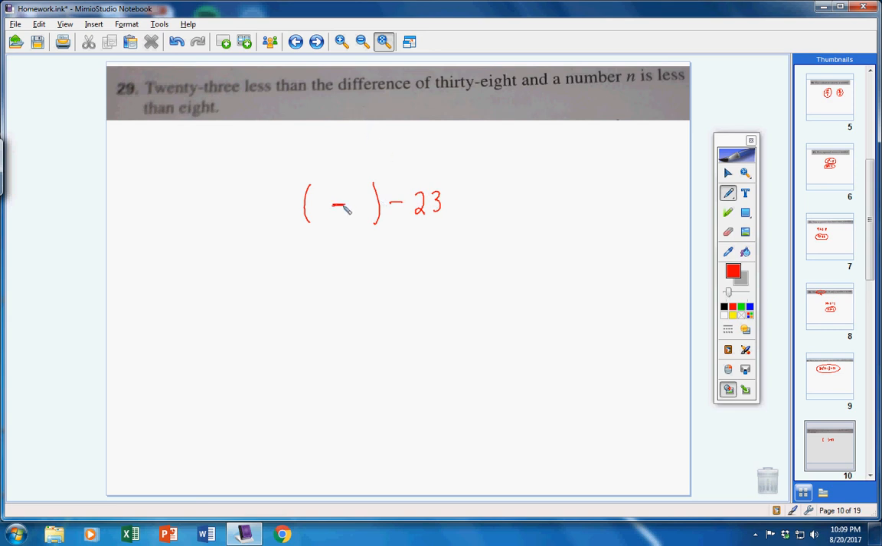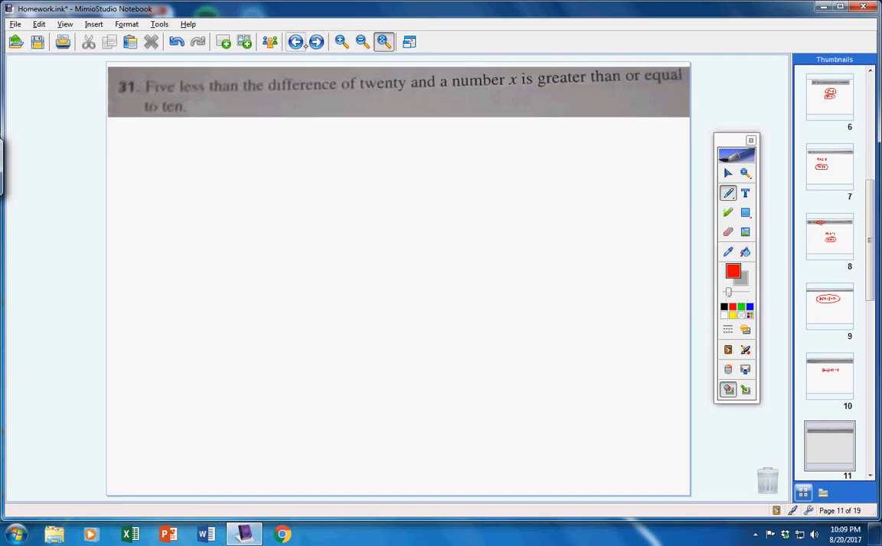Now what's the difference? Difference means subtract. The difference of 38 and n. There it is. Look at that. 23 less than, so you're subtracting 23. 23 less than the difference. So I put a parentheses for my difference, and difference means subtract, the difference of 38 and the number n is less than 8. There it is. And that is the correct answer. Alright. Number 31.